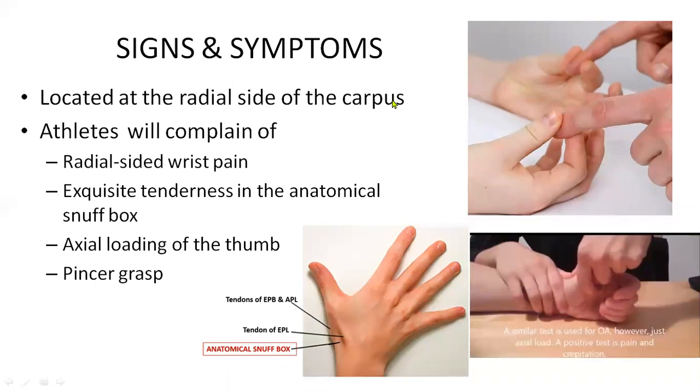So usually the signs and symptoms, I'm going to repeat and summarize them: radial side wrist pain and sharp, very intense tenderness, specifically at the anatomical snuffbox. Axial loading of the thumb will be very painful, and the patient will have some problem or some pain when he or she tries to do the pincer grip or pincer grasp.